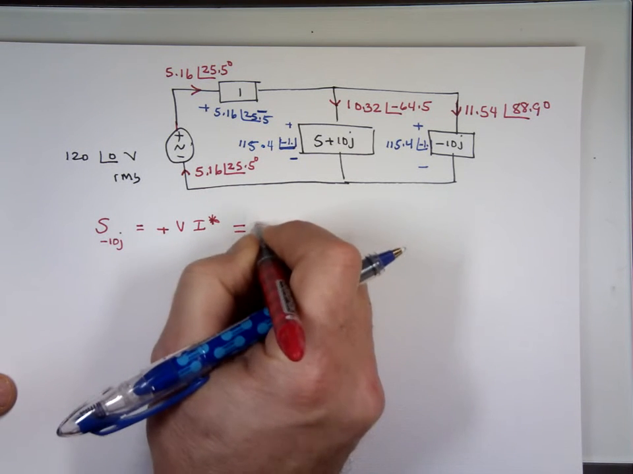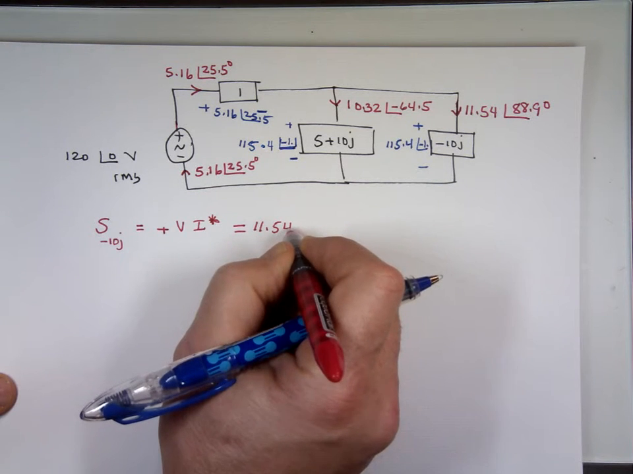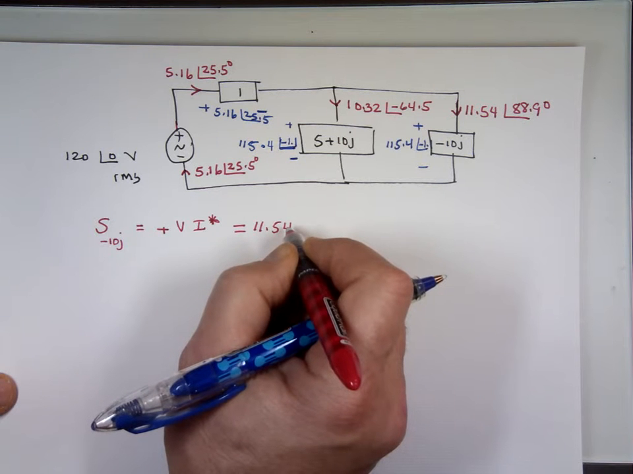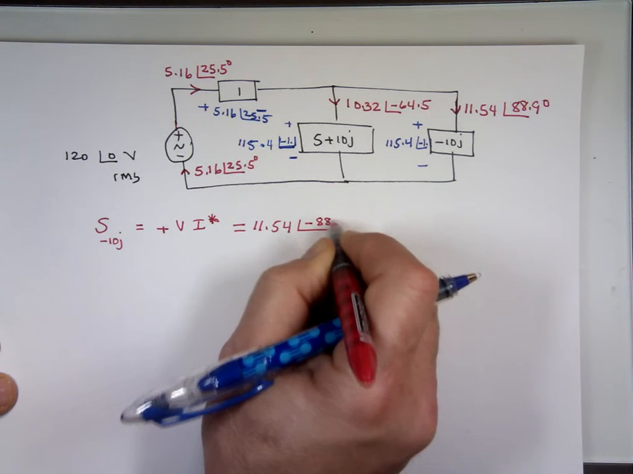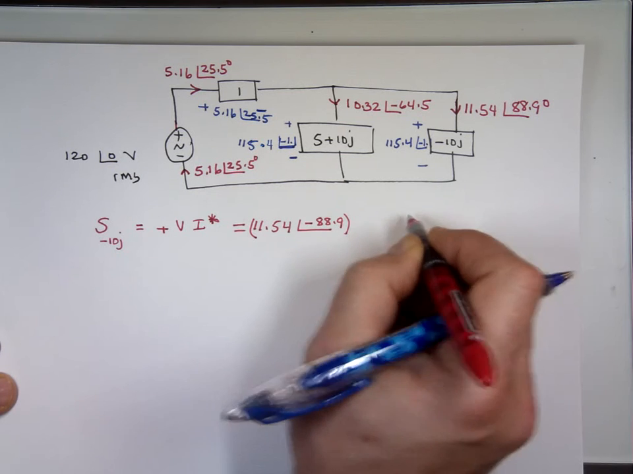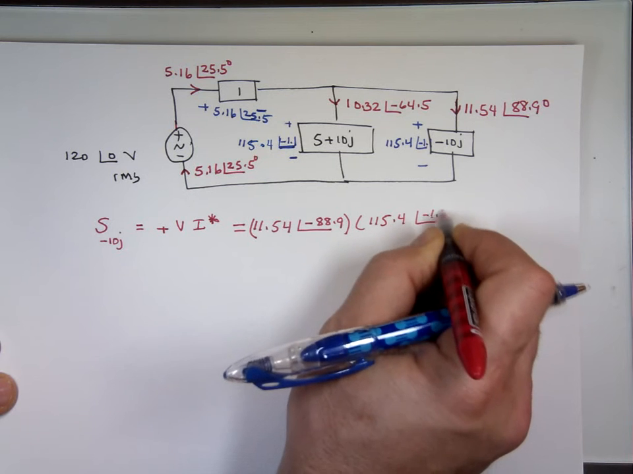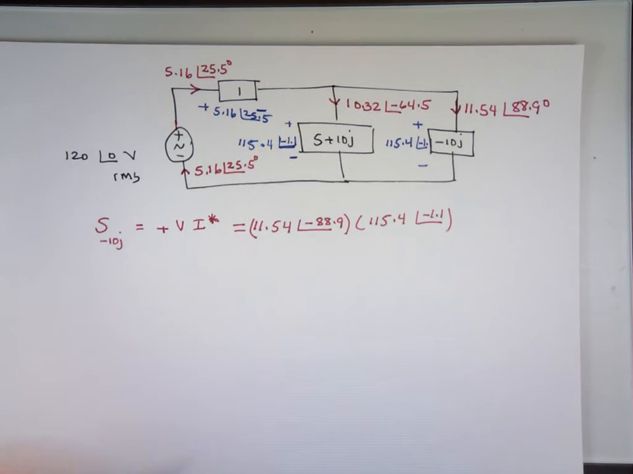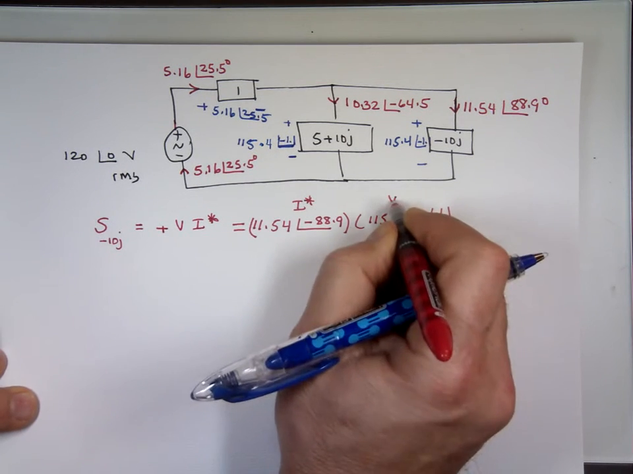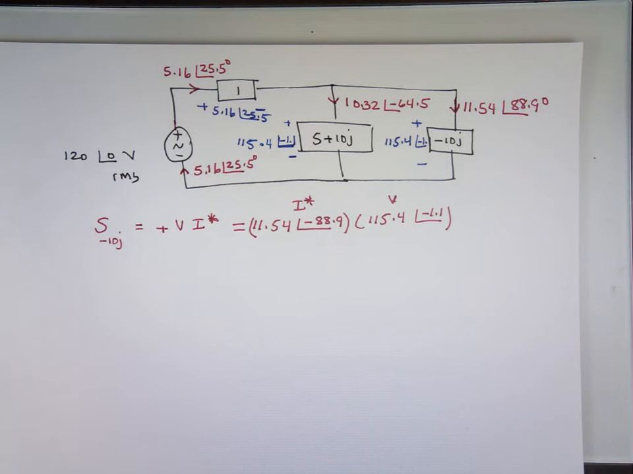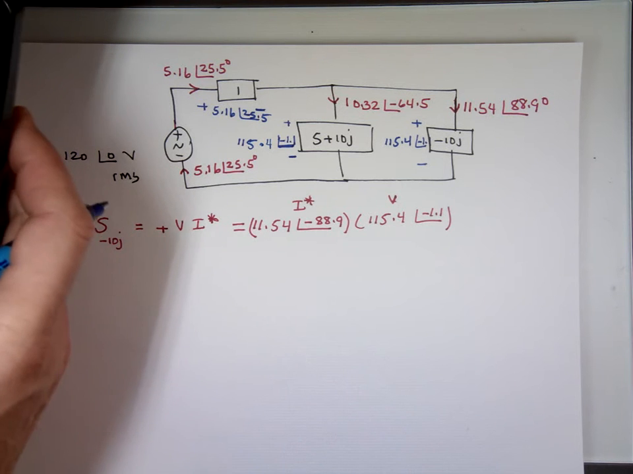V is what? 11.54. I conjugate will be what? What's the I conjugate? This is 88.9. What's the conjugate of that? Negative 88.9, times the voltage, which is 115.4 angle negative 1.1. So we switch that sign because it has to be the conjugate. This is I conjugate here, and this is the V. So we do the math, and they want the answer in rectangular mode, so I'll switch the mode on my calculator quickly to rectangular, so I don't have to convert that.